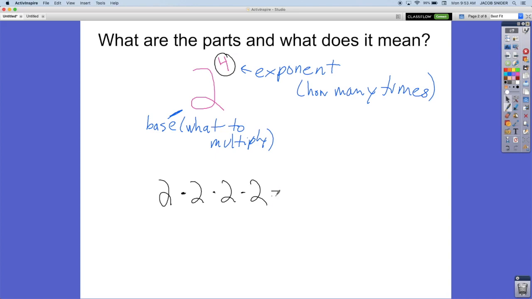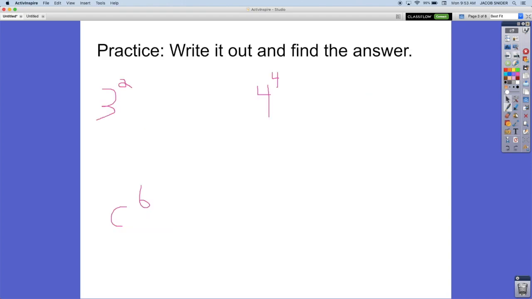So that's why we would get my answer. 2 times 2 is 4. 4 times 2 is 8. 8 times 2 is 16. That would be my simplified, expanded answer. Okay? Does that kind of make sense? So let's just figure out what these are as we go.